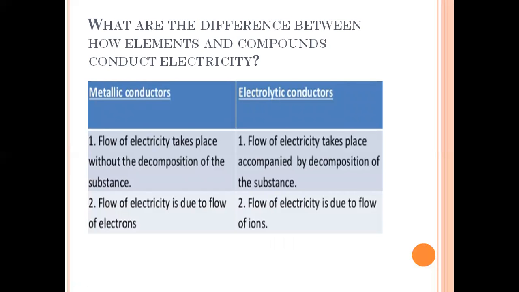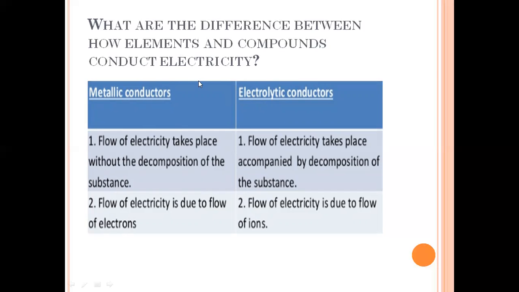What is the difference between metallic conductors and electrolytic conductors? How do elements and compounds actually conduct electricity? Elements are present in our periodic table and we cannot decompose them in a chemical reaction. But compounds form when many elements combine together and form a new material.